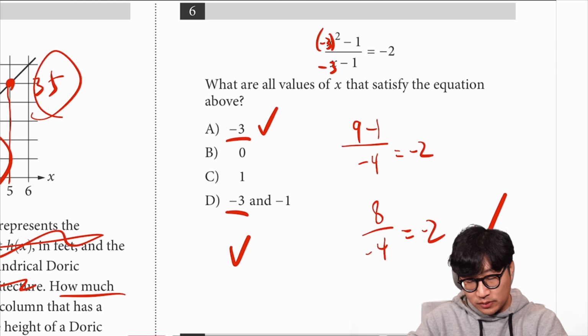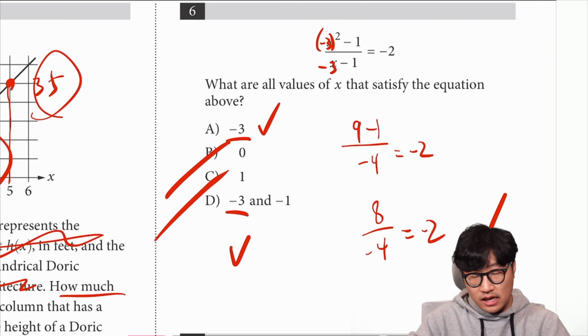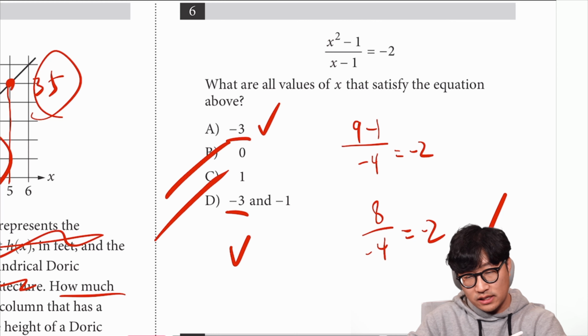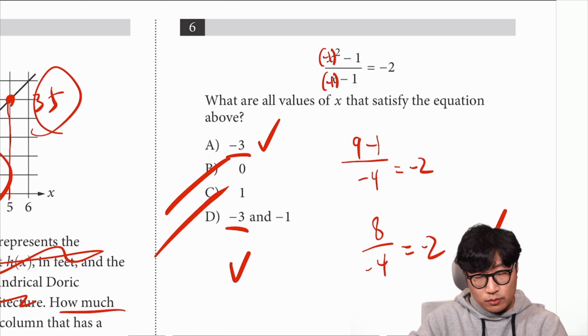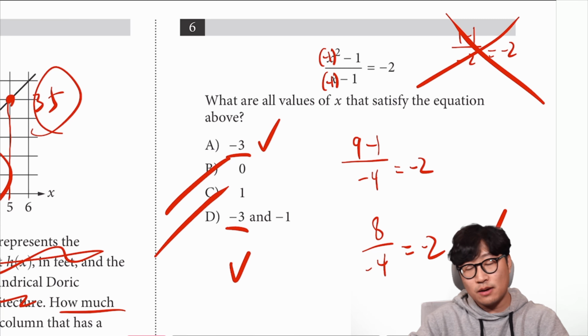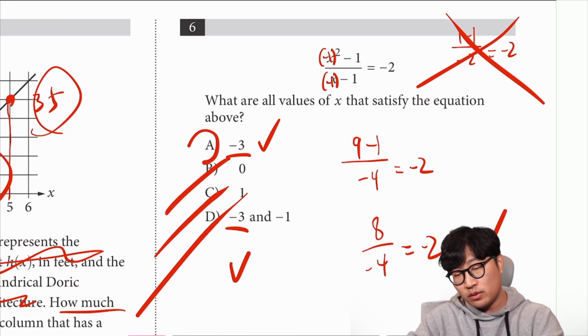So 8 could also potentially work, but you can get rid of B and C. Now, I'm going to go ahead and try negative 1 to see if that's going to work. So negative 1 and negative 1. So the top will be 1 minus 1 over the bottom will be negative 2, and that is not negative 2 because the top will be 0. So not that one, only negative 3.